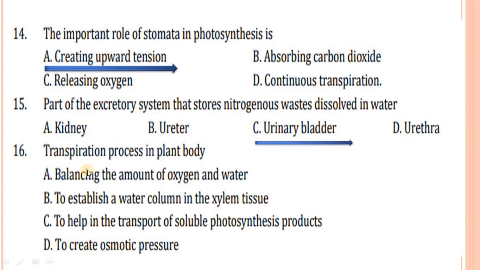16th question, transpiration process in the plant body: balancing the amount of oxygen and water, to establish a water column in the xylem tissue, to help in the transport of soluble photosynthesis product, and to create osmotic pressure. The correct answer is to establish a water column in the xylem tissue. So by creating upward tension through the stomata, transpiration establishes a water column in the xylem tissue.